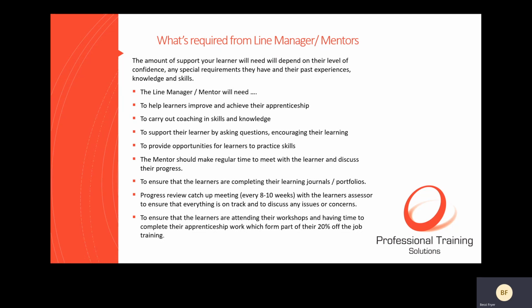Mentors and line managers need to ensure that learners have completed their learning journals and their portfolios, and these will be discussed within the progress review catch-up meetings. And we make sure that learners are on track, and we discuss any issues or concerns and how to get learners on track if they are falling behind. It is also important that mentors and line managers and the employer ensure that learners are attending their workshops and are having time to complete their apprenticeship work and complete their 20% off the job training.